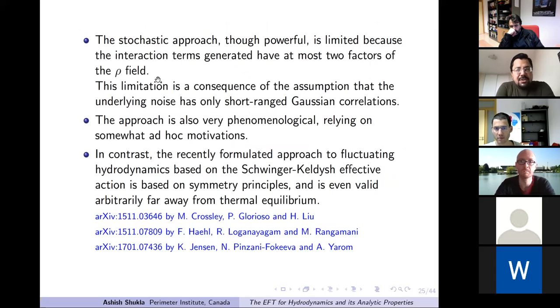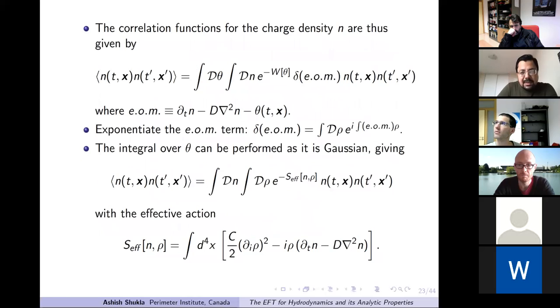However, as I said, the stochastic approach, though powerful, is somewhat limited because the interaction terms generated have at most 2 factors of the noise field rho. So this is something I just mentioned, that the effective action will have this form. The first term will stay the same, di rho squared. The second term will have a linear term in rho times terms that follow from the equation of motion. So they will have more complicated non-linearities proportional to n, pi I, etc. But as far as powers of rho are concerned, it's pretty restrictive. The noise field either enters quadratically and through a very specific term here, or it is linear and multiplies with other terms in the effective action.